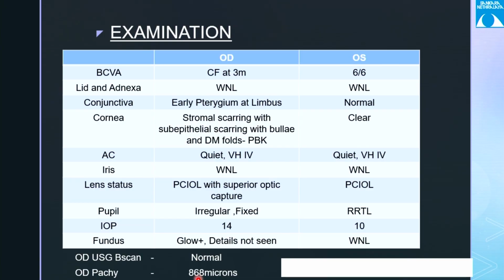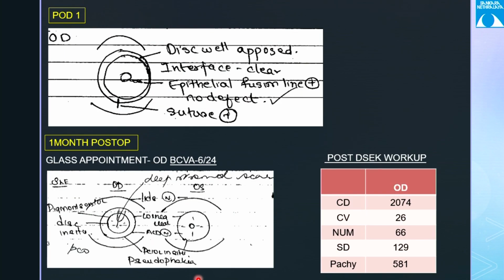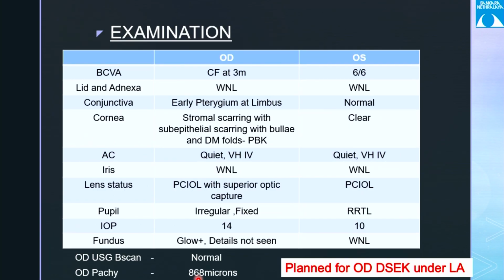So the ultrasound was within normal limits. The pachymetry showed an increase of 868 microns. So the patient was planned for right eye DSEK under local anesthesia. So this patient would go ahead.